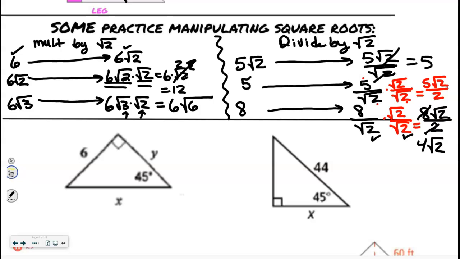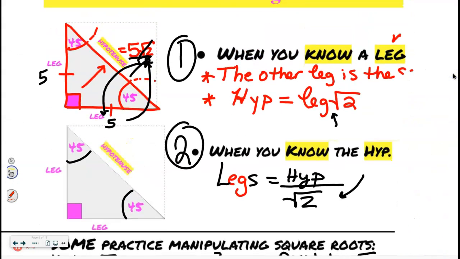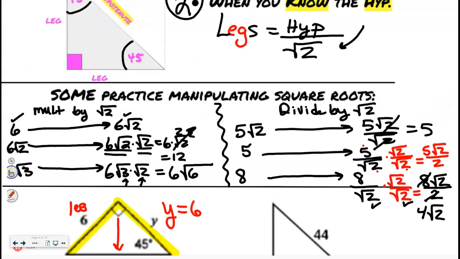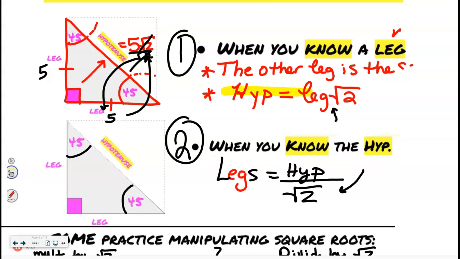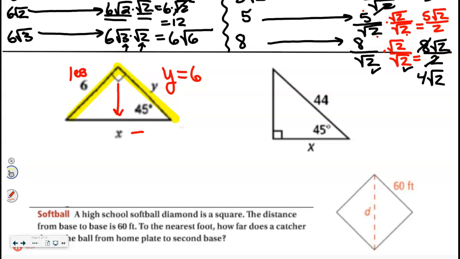So you have to go up here and you have to ask yourself, what do I know? And you're going to say, well, that's a leg. And you're going to use what your notes say up here. When you know a leg, the other leg is the same. The hypotenuse is equal to that leg times the square root of 2. So my hypotenuse is equal to that leg times the square root of 2. It's as easy as that.